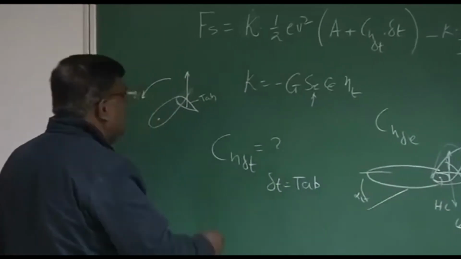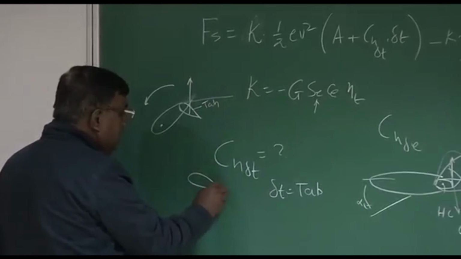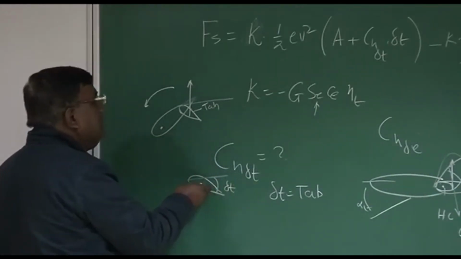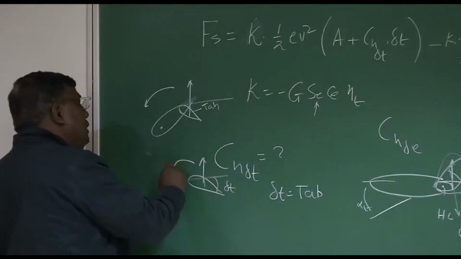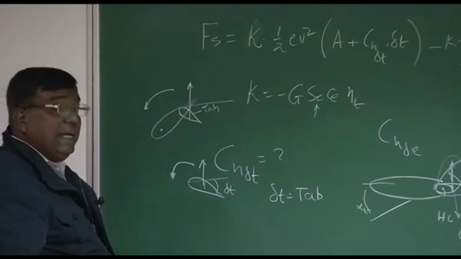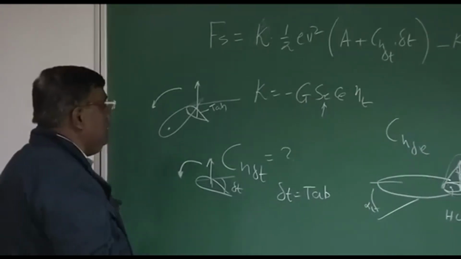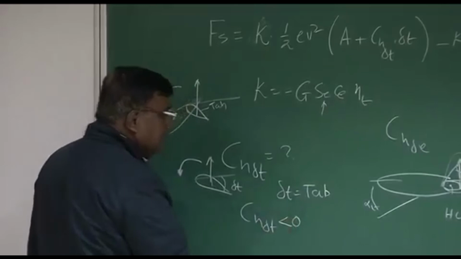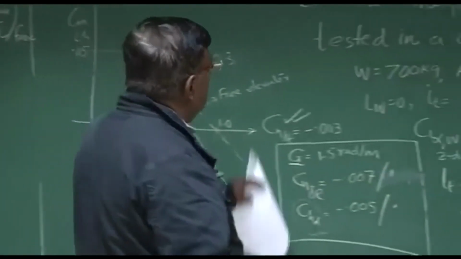We also understand what its sign should be. We define delta T positive like the elevator. This is delta T positive. So a positive delta T will give a force in this direction that will give a nose down moment. So the sign of CH delta T should also be negative, because for a positive delta T it is giving a nose down moment. So CH delta T should be less than 0. Anything left here to understand? Okay, number wise it is okay.